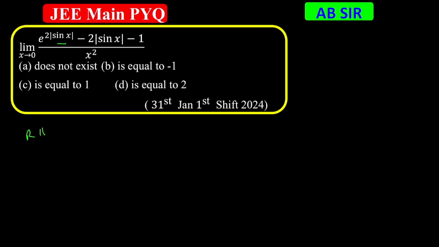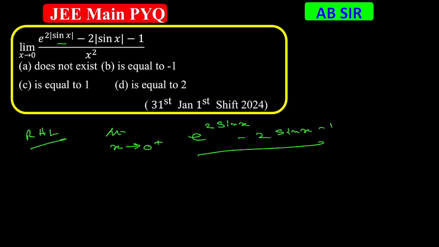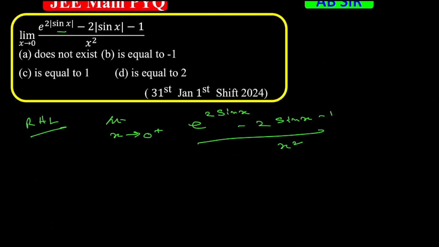First of all, the right hand limit. If we apply the right hand limit, limit x tends to 0 plus, so all mods become positive. So e to the power 2 sin x minus 2 sin x minus 1, total divided by x square. This is coming. So now I am applying the e to the power x formula in terms of e to the power sin x. So what is coming here?